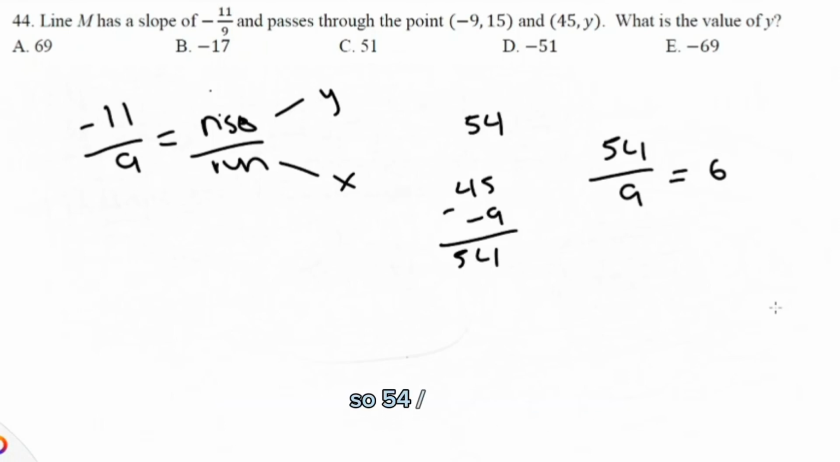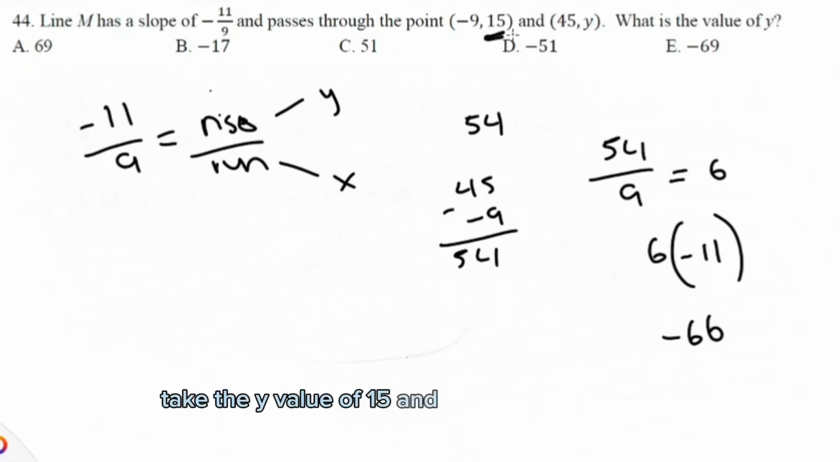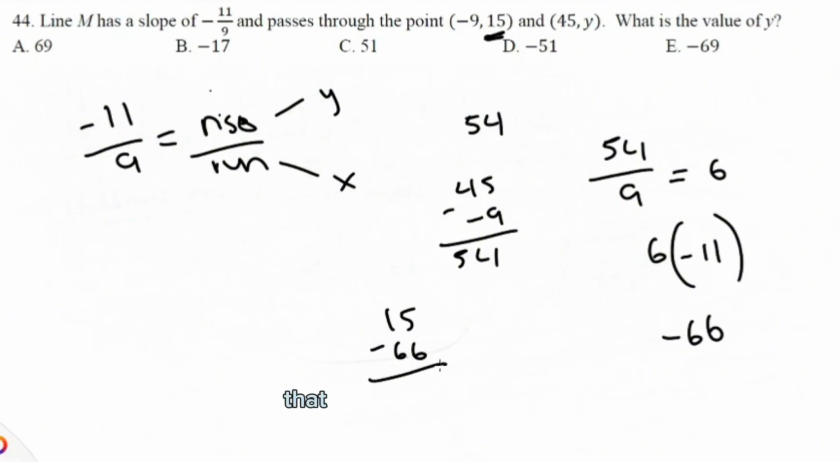So 54 divided by 9 is 6, which means we have to go 6 times negative 11 down on the y value, which is negative 66. Alright, so now what we have to do is take the y value of 15 and subtract 66. So 15 minus 66 gets you negative 51, and that's your answer.